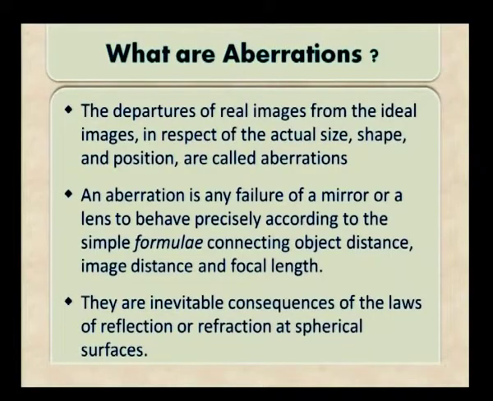The departures of real images from the ideal images in respect of size, shape and position are called aberrations. So, the deviation in the image that you perceive, when you observe a star using a telescope, or you observe a microbe through a microscope, or whatever you are capturing through your camera, the image may not be the real image.